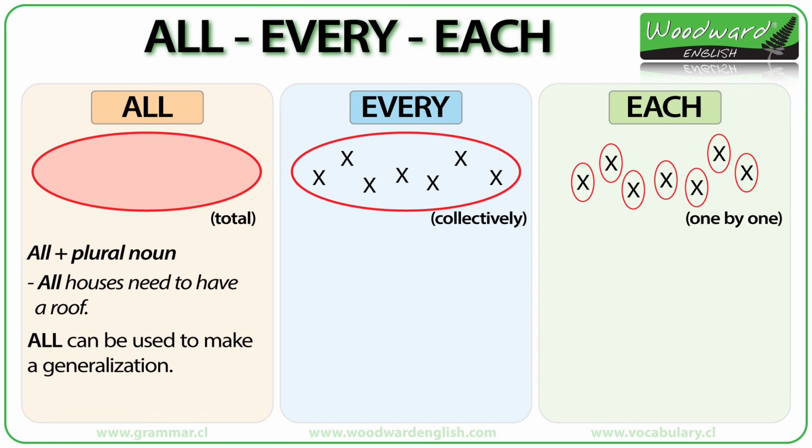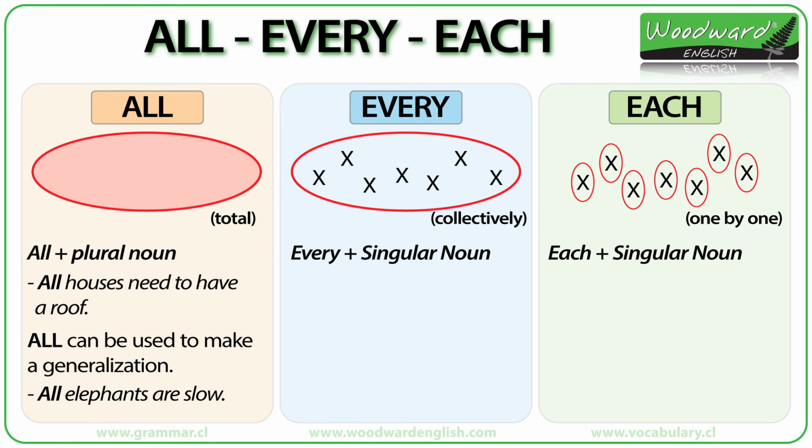All can also be used to make a generalization. For example, all elephants are slow. Yes, all of the elephants in the world are, in general, slow. But with every and each, we use a singular noun. Every plus singular noun and each plus singular noun.